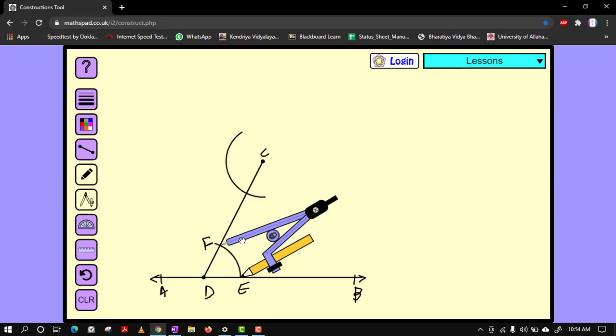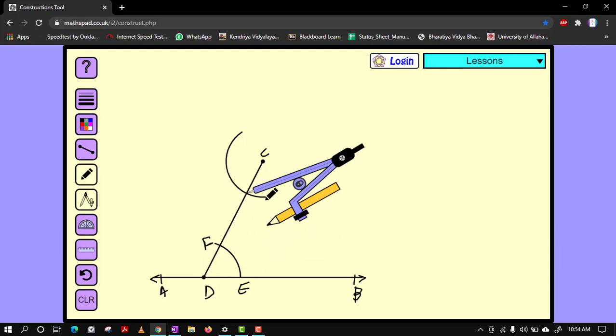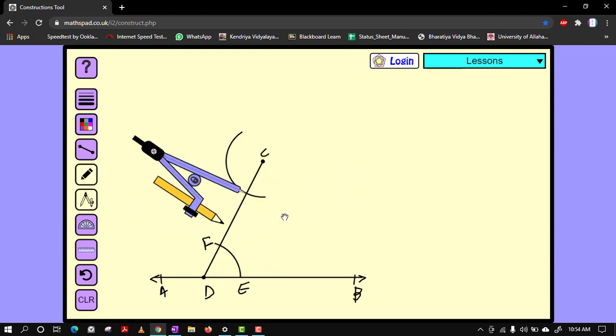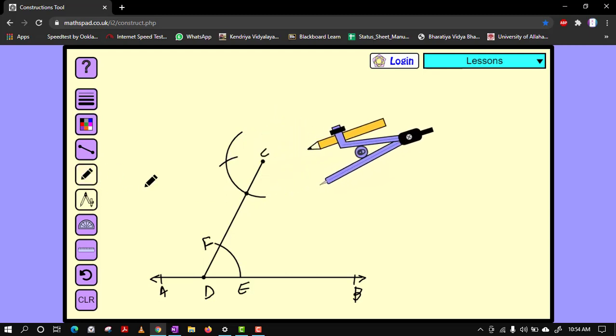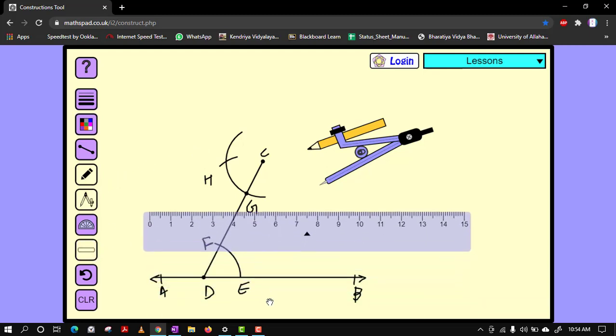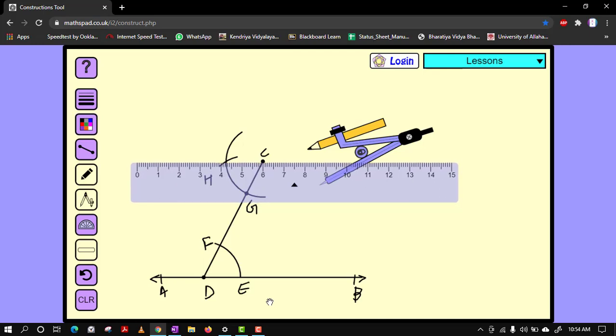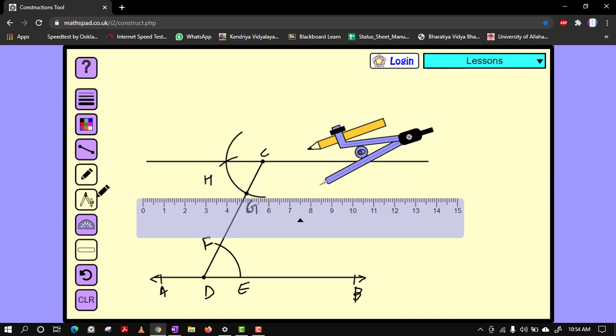Now I will take the same arc by keeping the compass needle on this point and taking an arc on this arc to get the second point. So this is the angle. Now let me call these points. So this was E and F. Let me call it G, and this cut point as H. After that we have to just join the point H with C, and we have obtained the desired line. You can see yourself, this is the desired line.